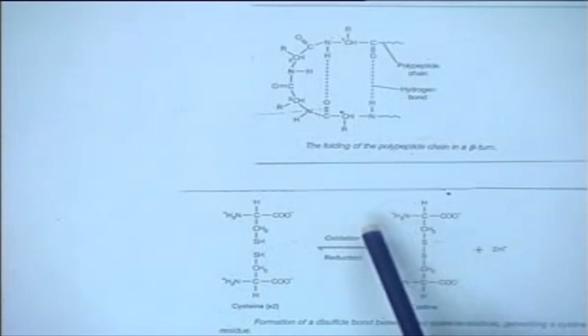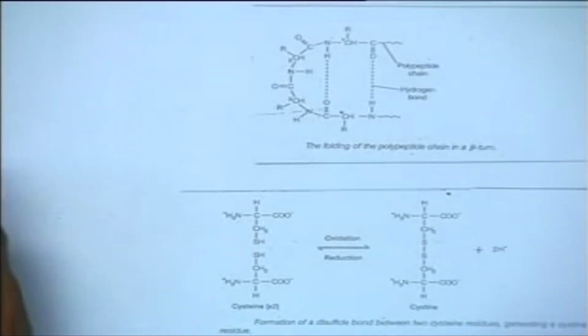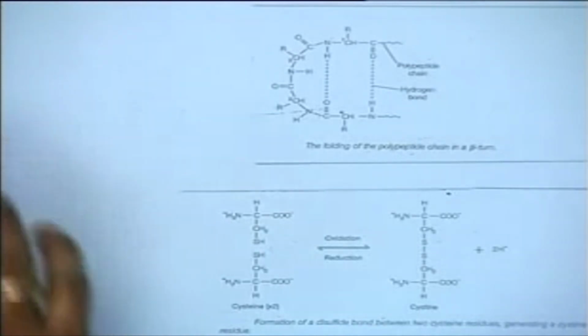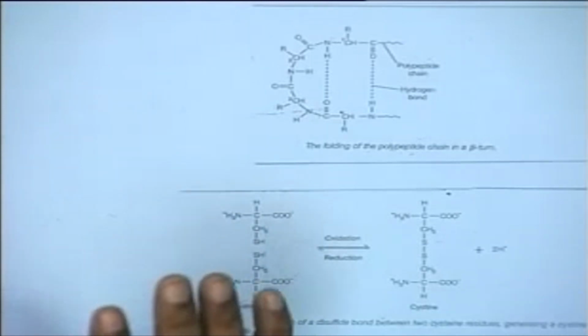I was talking about the formation of the sulfhydryl bridge. Now, two cysteine molecules can undergo oxidation to give you cystine, which has the S-S bridge, and essentially this bridge is a very strong contributor to the stability of the protein molecule in its tertiary structure.